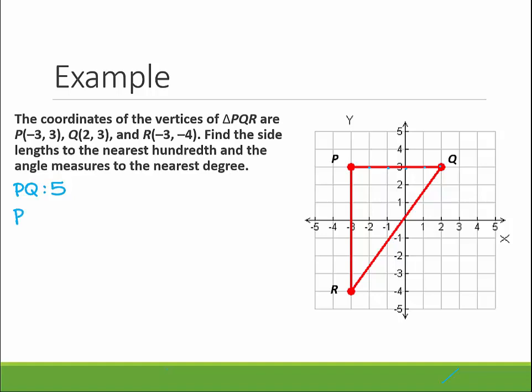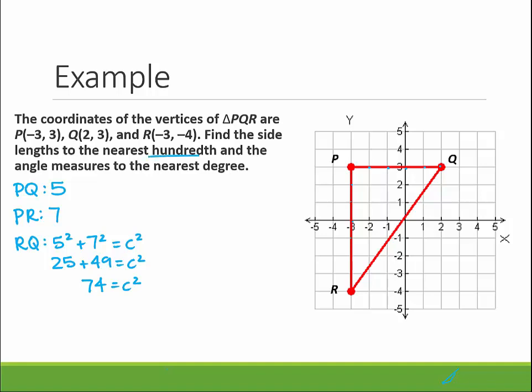And then PR, again, all we have to do is count. 1, 2, 3, 4, 5, 6, 7. And then RQ, we can use the Pythagorean Theorem to find. So 5 squared plus 7 squared is going to give us that c squared. 25 plus 49, you end up with 74.